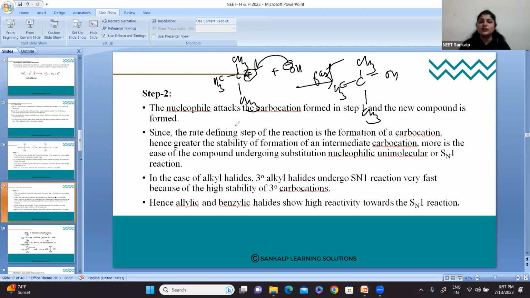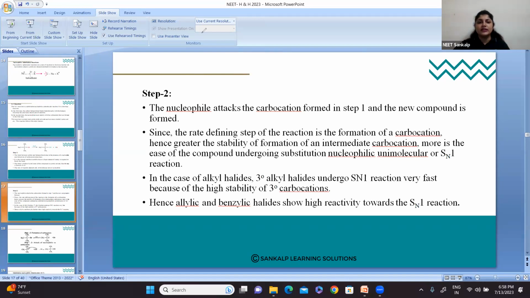The rate of the reaction depends on the formation of the carbocation. So the greater the stability of the intermediate or carbocation, the more stable will be the product which is formed. That is in the SN1 reaction. Tertiary carbocations are more stable than secondary and then primary. So this is about the SN1 reaction. Is it clear till the SN1 reaction?